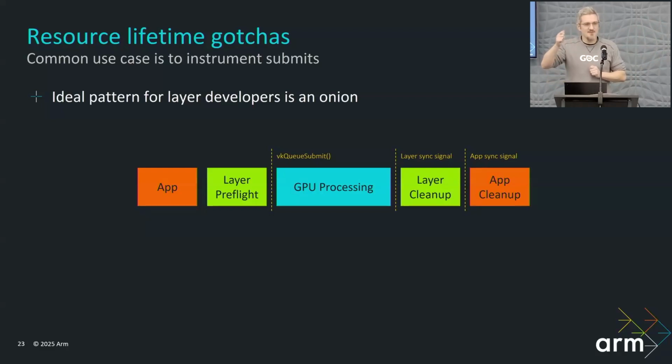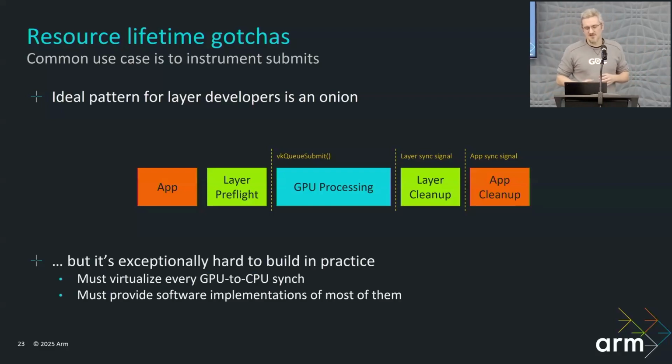How do I signal the application fence? There is no API in Vulkan which lets a layer signal a fence. I mean, potentially you could do it with external fences that you import, but there's some stuff that you kind of think is easy or could be easy, and then it gets exceptionally hard to build in practice.